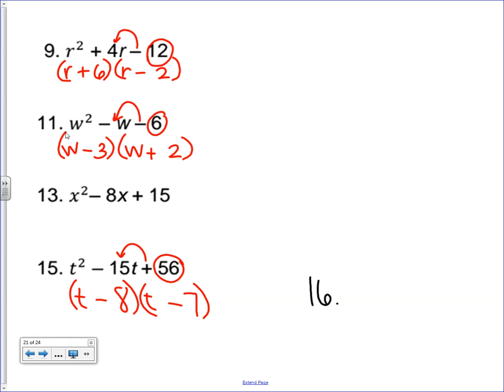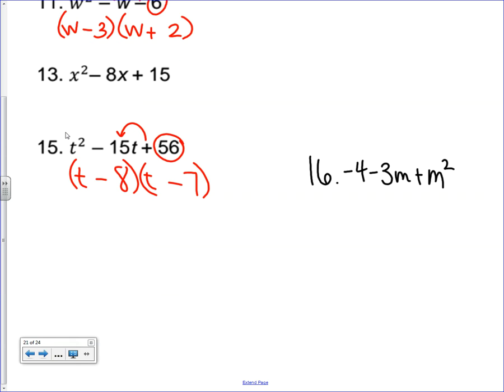Is there a number 16 over here off to the side? Is it backwards? Can you read it to me, please? So, if it's backwards, what are you going to do with it? Put it in order. Remember, that's called standard form. The correct order would be m squared minus 3m minus 4. Does that have a GCF? It does not. So we do have 3 terms, so we're going to do 2 binomials. We're going to start it with m.